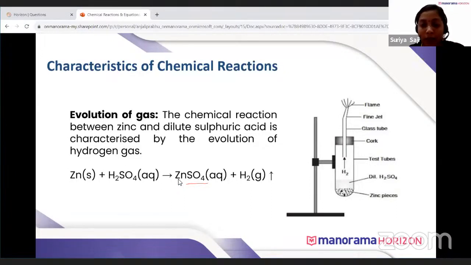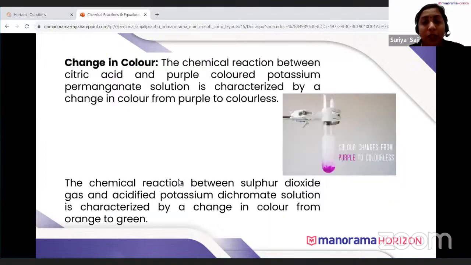So we will see the next characteristic of chemical reaction: change in color. What will happen to citric acid when we are adding some potassium permanganate to it? Potassium permanganate has a purple color, we know. If you are adding citric acid, then the color changes. That purple color fades in that reaction. So change in color is a characteristic of a chemical reaction.